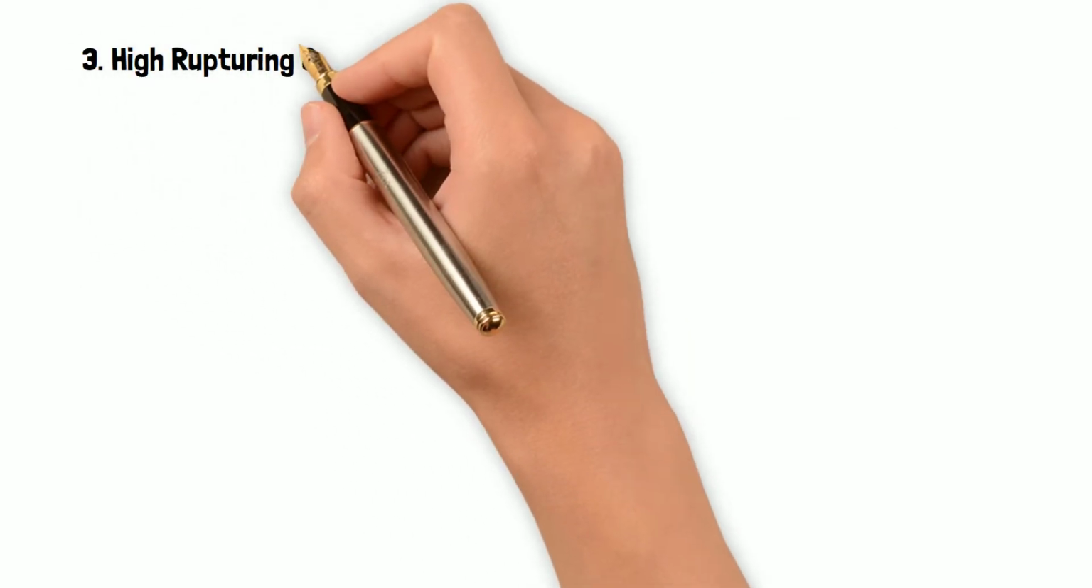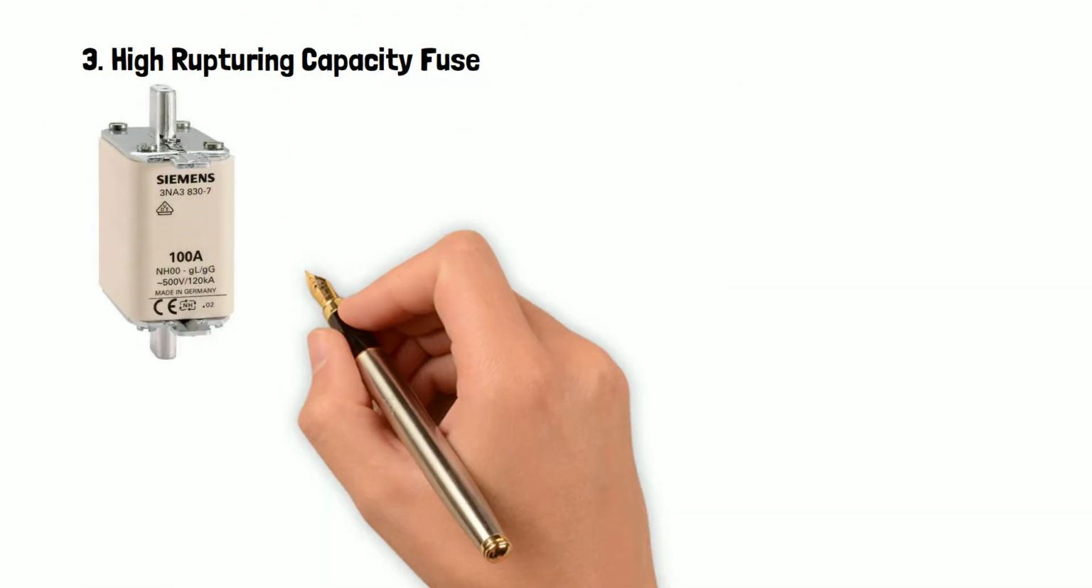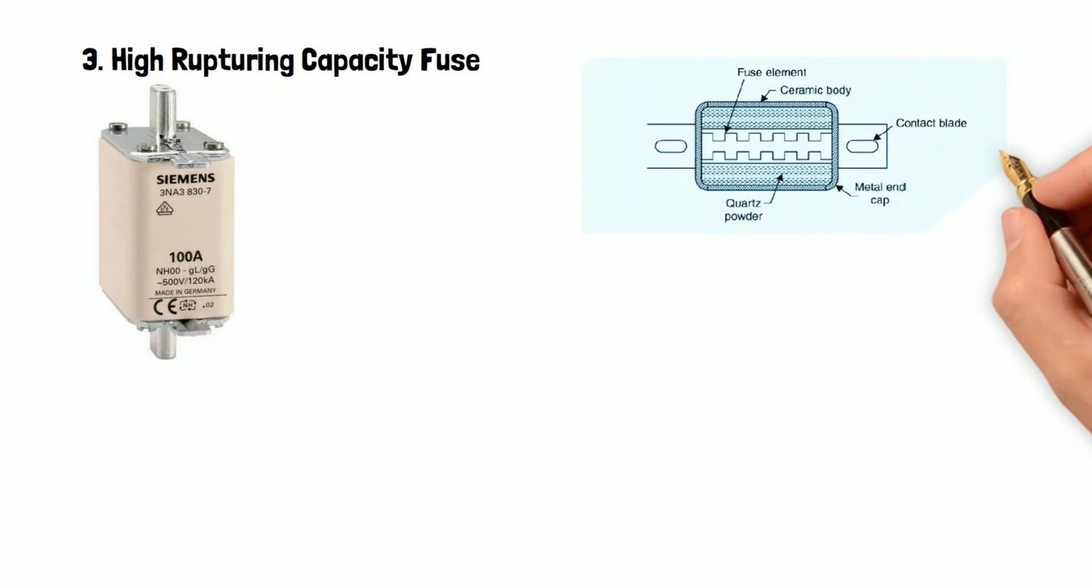Three, high rupturing capacity fuse. The HRC fuse is a unique kind of fuse where the fuse wire carries a short circuit current in a set period.